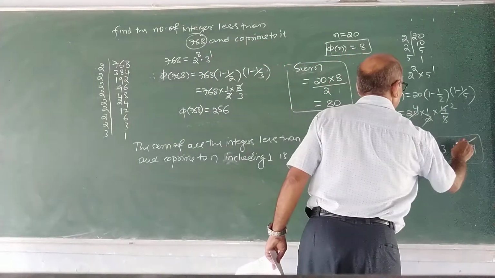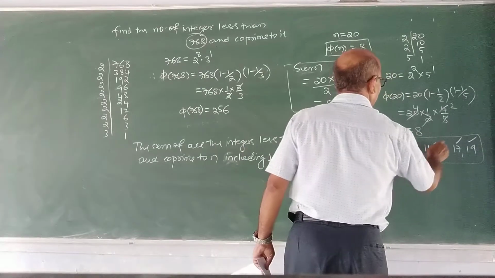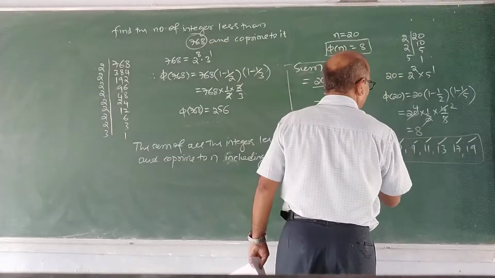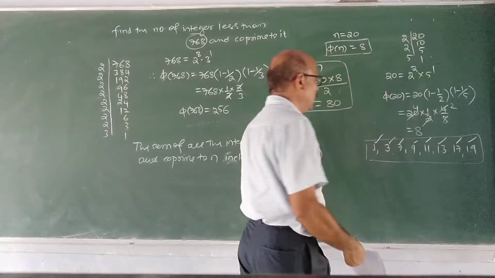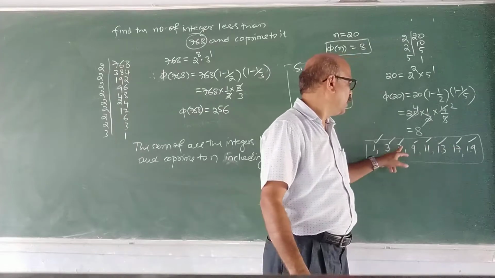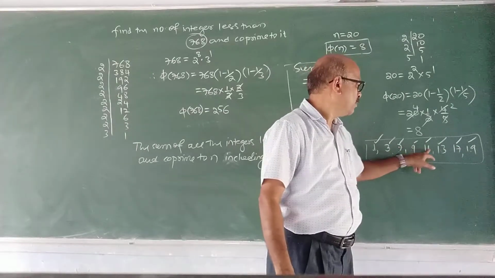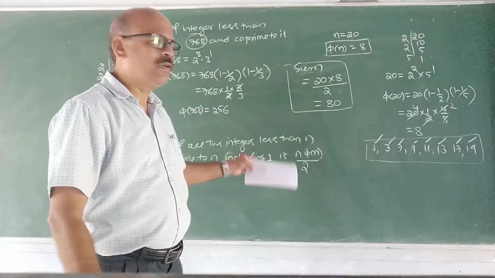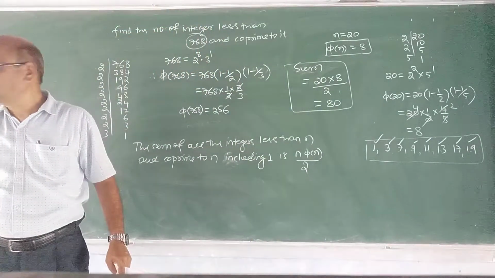1, 19, 20, 17, 3, 20, 13, 7, 20, 11, 9, 20. How many 20s are there? 119. 20 plus 20, 40 plus 20, 60 plus 28. So, their sum is 20. That is the application of the formula.